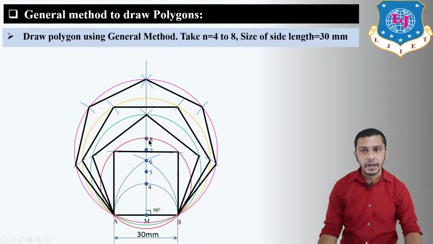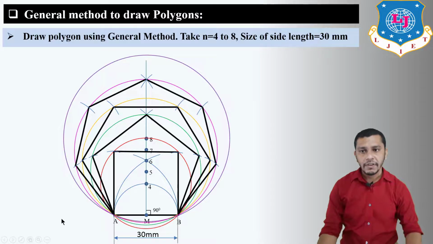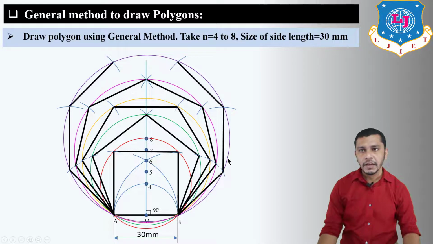Now if you want to draw the octagon, the center will be at 8, radius equal to 8 to A or 8 to B, and draw the circle. After drawing the circle, give an arc on the circle having length equal to 30 mm. First of all, we will give the arc from point A and from point B on both sides. So from point A, give an arc over here, from B give an arc over here, connect these 2 points, and continue to give the arc of 30 mm on the circle, and you will get the octagon. So this is the general method to draw the polygons.